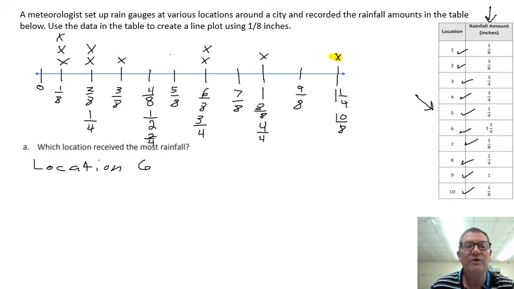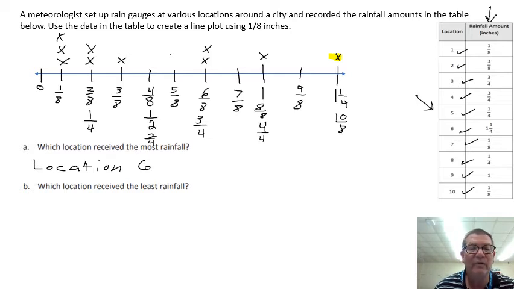Now, let's go for another question. This one says, which location received the least amount of rainfall? Okay, so we're looking at the lowest amount. And we can see, as far as location goes, there was more than just one location that received the least amount of rainfall. We can see that location 1 received 1/8, and 7 received 1/8, and 10 received 1/8.